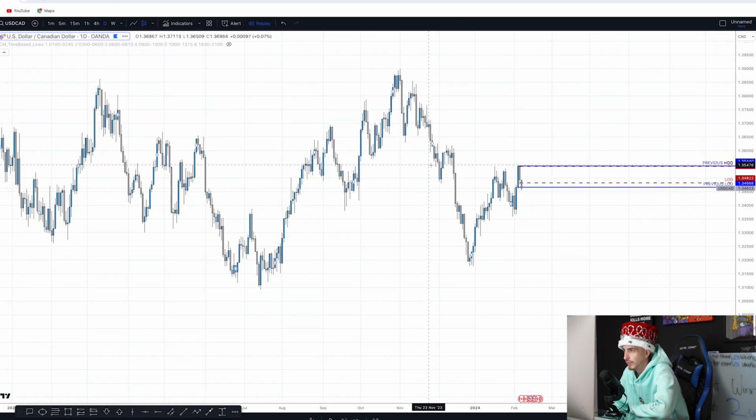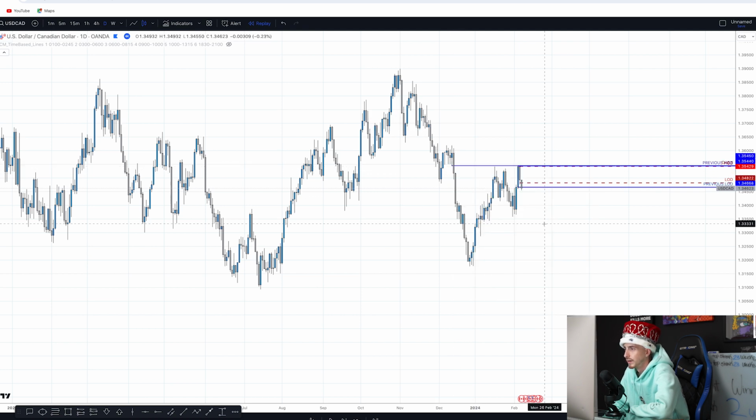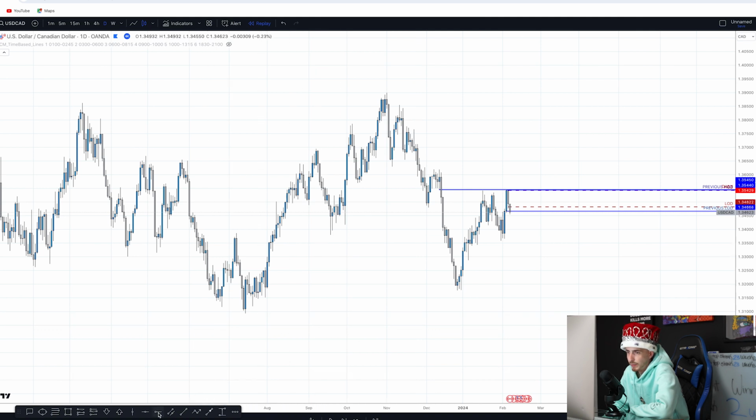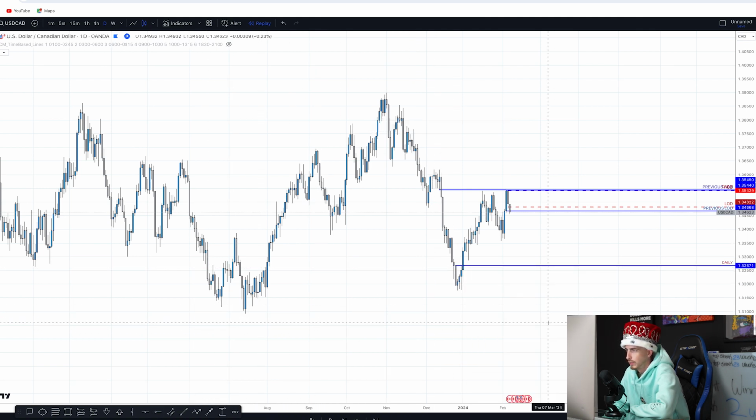On the daily, you can see that price is pretty much coming off of this daily supply right here. It's the weekly, but you can see it's pretty much the daily to the exact pip. So price is coming off of a daily supply. Now, daily demand is going to be this one right here as a target. We'll refine it in the H4 though. So we got daily supply, daily demand.